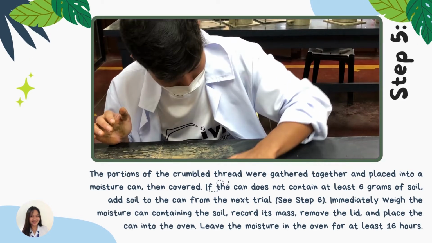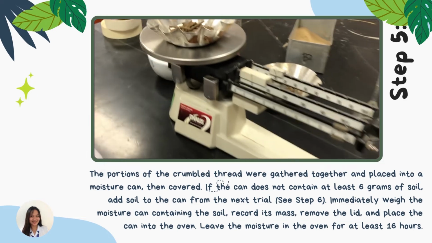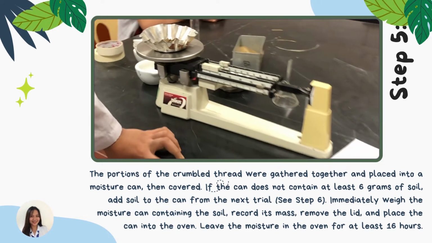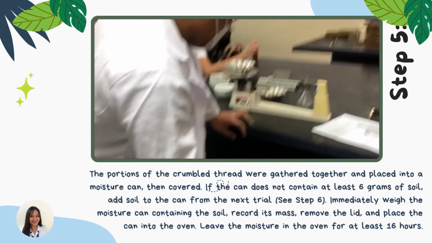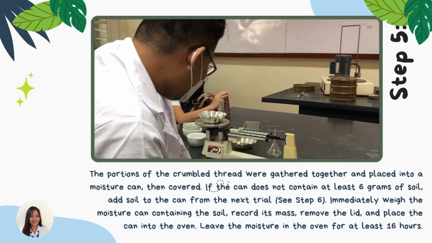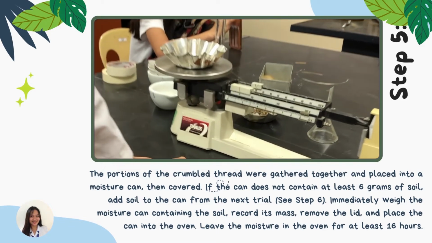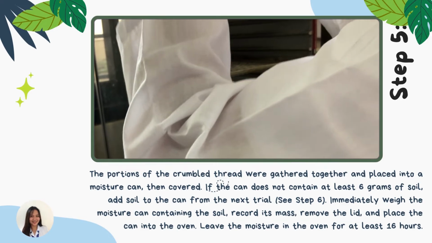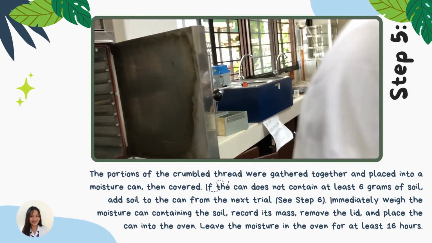Step number 5. The portions of the crumbled thread were gathered together and placed into a moisture can, then covered. If the can does not contain at least 6 grams of soil, add soil to the can from the next trial. Immediately weigh the moisture can containing the soil, record its mass, remove the lid, and place the can into the oven. Leave the moisture can in the oven for at least 16 hours.